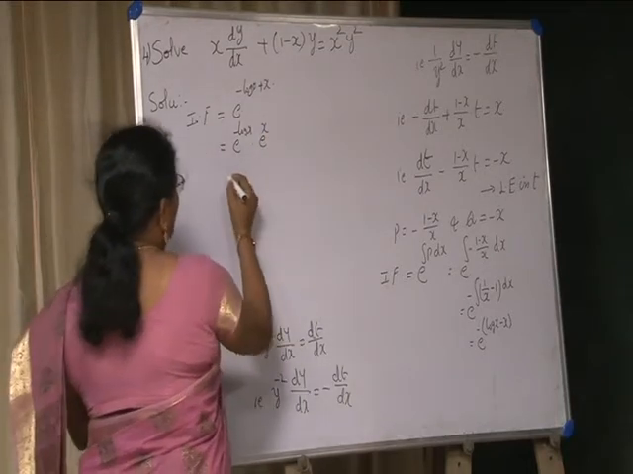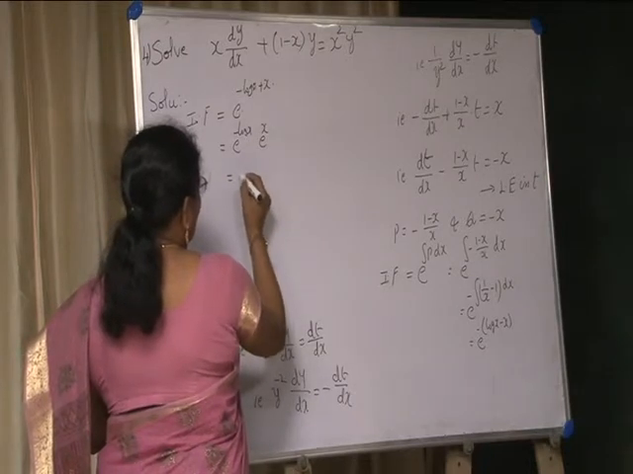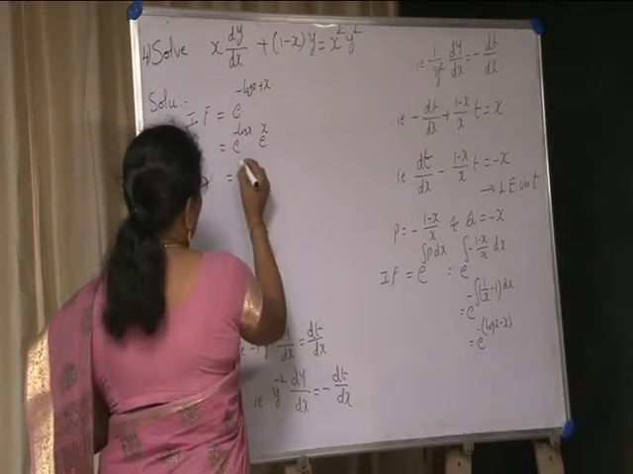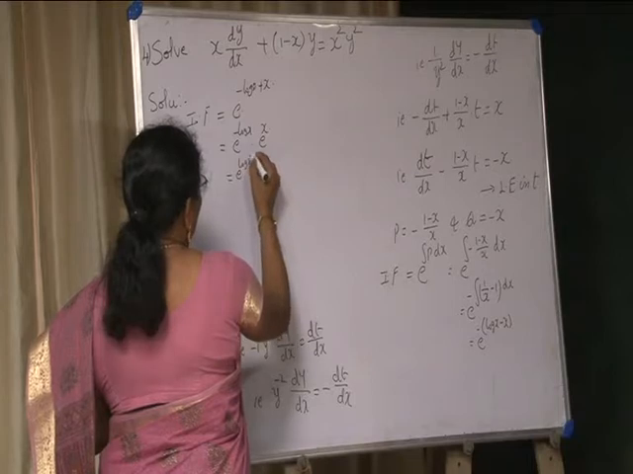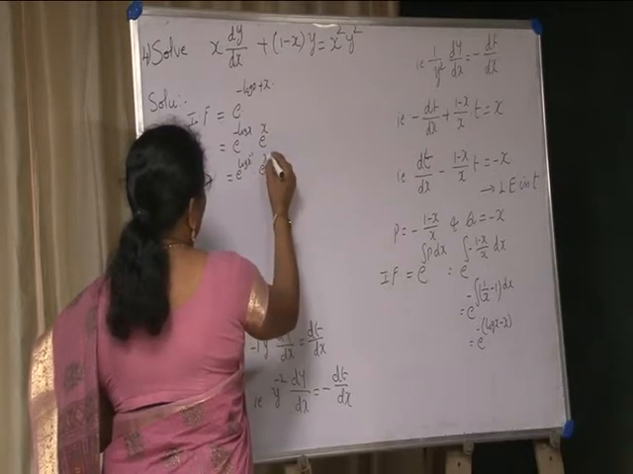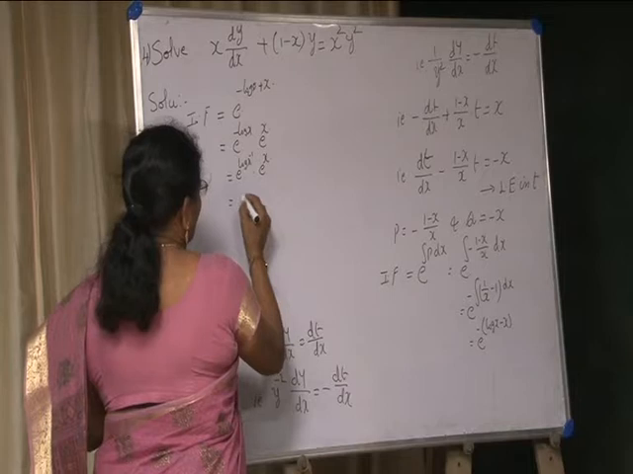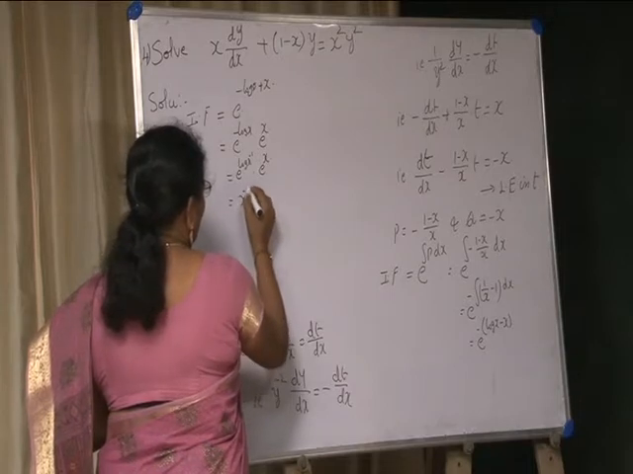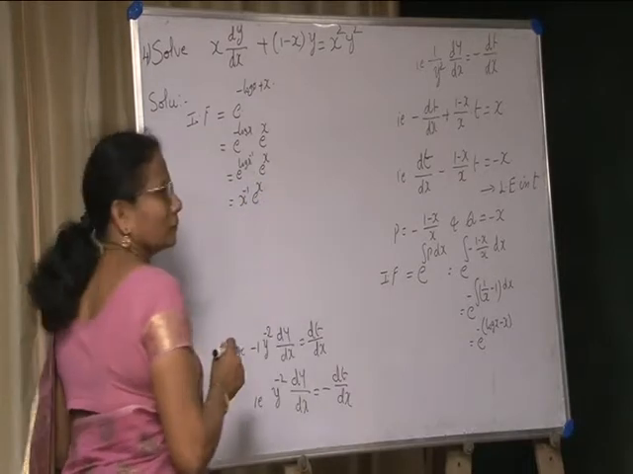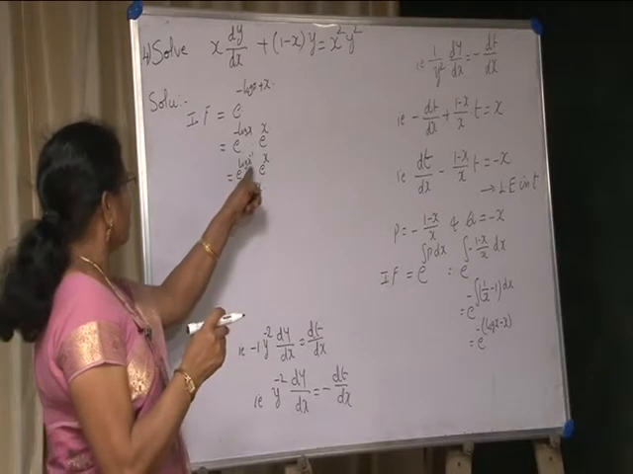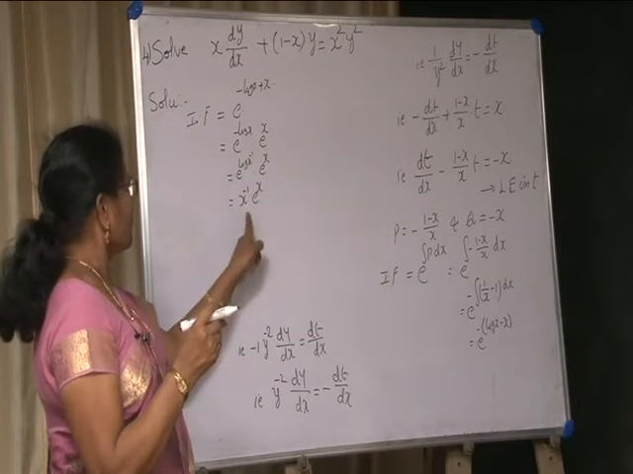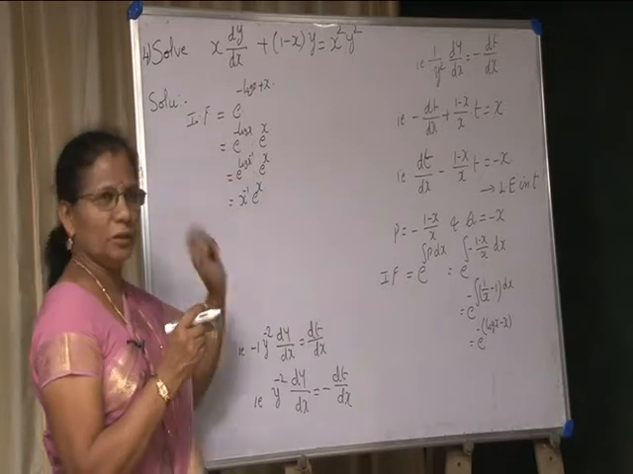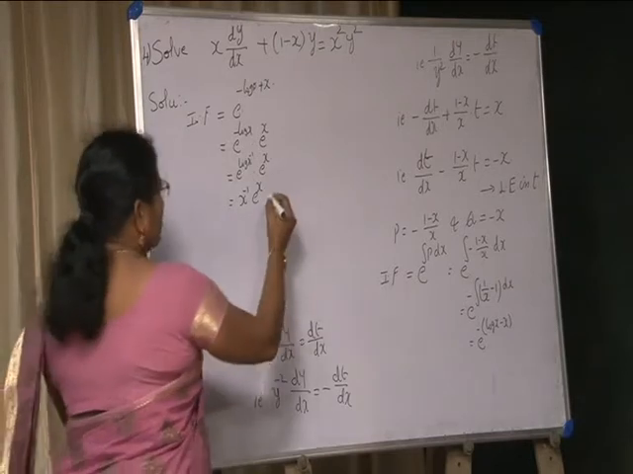So, this can be written as e to the power of minus log x is equal to e to the power of log of x to the power of minus 1, into e to the power of x. So, x to the power of minus 1 e to the power of x. This is equal to e to the power of log x to the power of minus 1, which is x to the power of minus 1 e to the power of x.